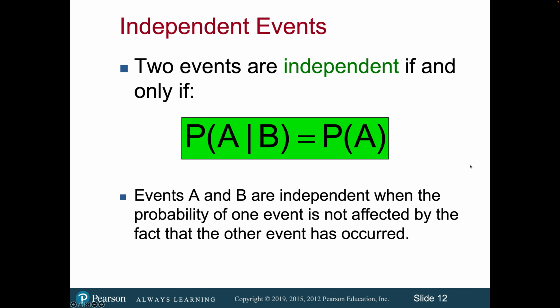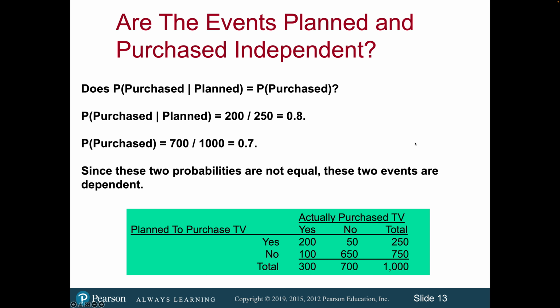Now, we can go even a little further. If we have independent events, independent means when the probability of one doesn't impact the probability of another. If we have two events that are independent, then the probability of A given B will be the same as just the simple event of the probability of A. Let's take a look at that. So does the probability of purchased given that they plan to buy equal the probability of purchased?